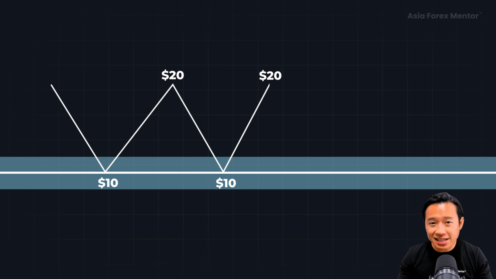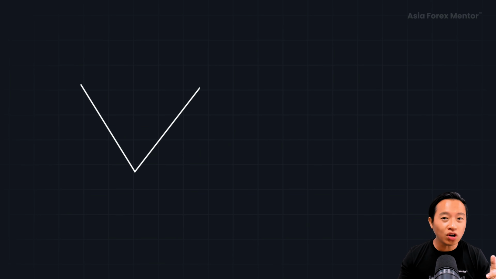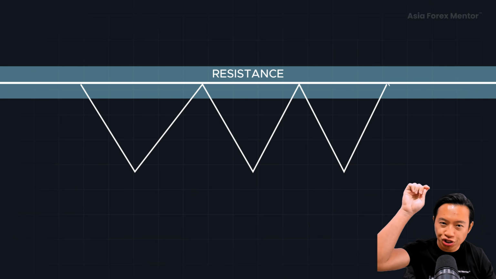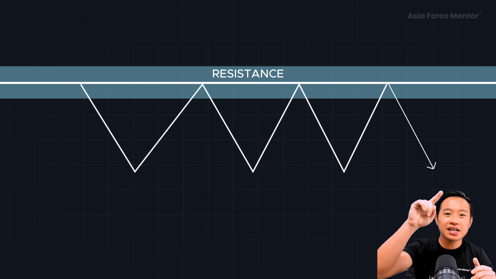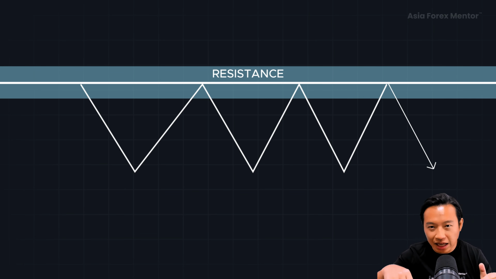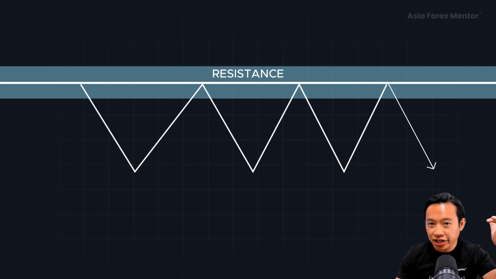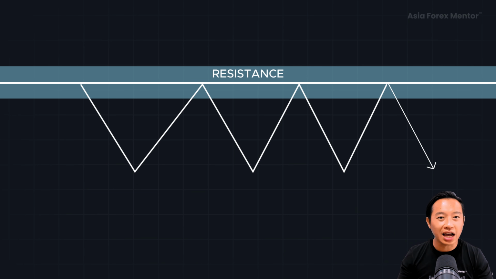On the opposite side, we have resistance. This is an area on your chart where selling pressure could emerge and push the price lower. It looks like this: the price rises, encounters selling pressure, falls back down. Tries to break the previous highs again, faces selling pressure again, drops back down. These cycles repeat for the third time, with the selling pressure driving the price lower each time.